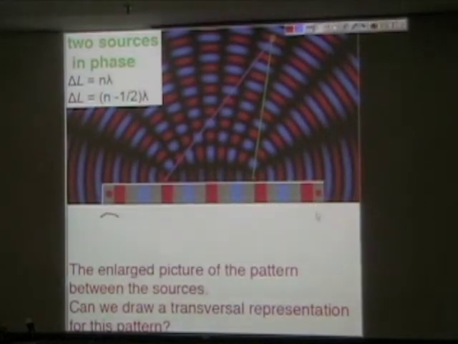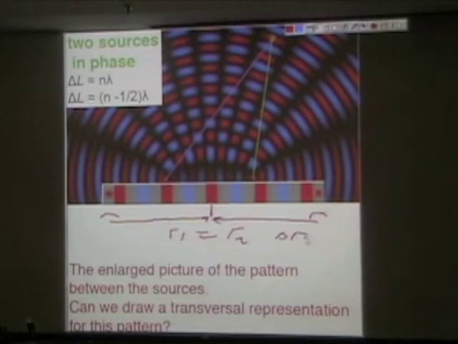Because when two waves are in phase, that means when they travel exactly the same distance, they will be in phase no matter what. And the distance from this source to the middle point always equals the distance from the second source to the middle point, same distance. There is no path length difference. Always the maximum. They are always going to be in phase.